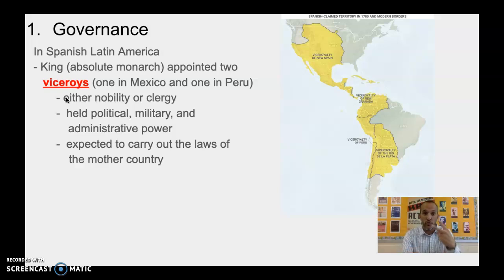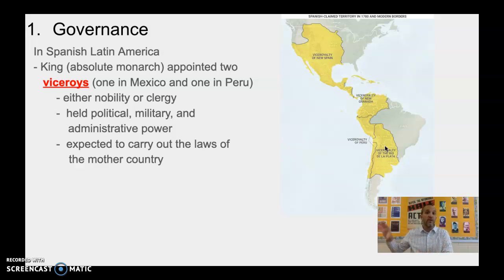Originally, there are two viceroyals or viceroys. One is in Mexico here, and the other is down here in Peru, which is where the Aztec and the Inca Empire is. But as the Spanish expand this territory to what you see here in yellow, they break it up into four areas, which is basically New Spain, Granada here, Peru, and then Rio de la Plata down here in central South America. These viceroyals are going to hold military, administrative, and political power.